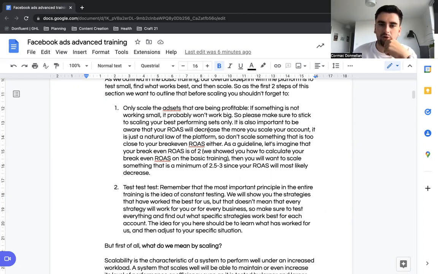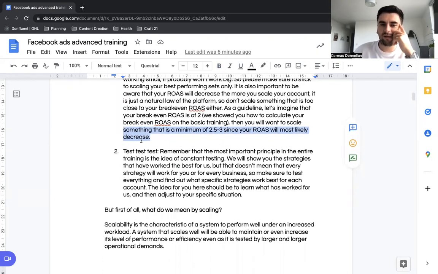It's also important to be aware that your ROAS will naturally decrease the more you scale your account. If you're spending 100 grand a month, you're very, very unlikely to see a 10x return on ad spend. Obviously, if you're spending 100 euros a month, you could see a 20x and it be achievable. So it's just a natural law of the platform. So don't scale something that is too close to your break-even return on ad spend or your goal. If it's hovering around 3 and your goal is 3, you really want to give yourself a little bit of buffer space. As a guideline, let's imagine that your break-even ROAS is 2. Then you will scale something that is a minimum of 2.5 to 3, since your ROAS will most likely decrease.